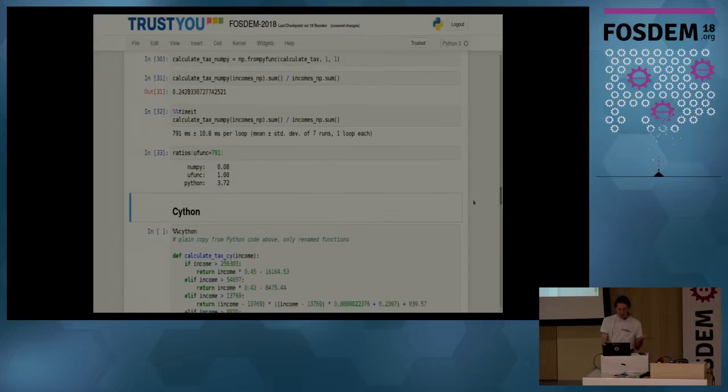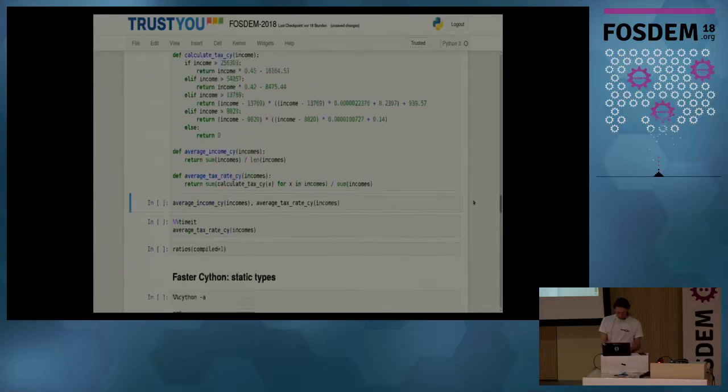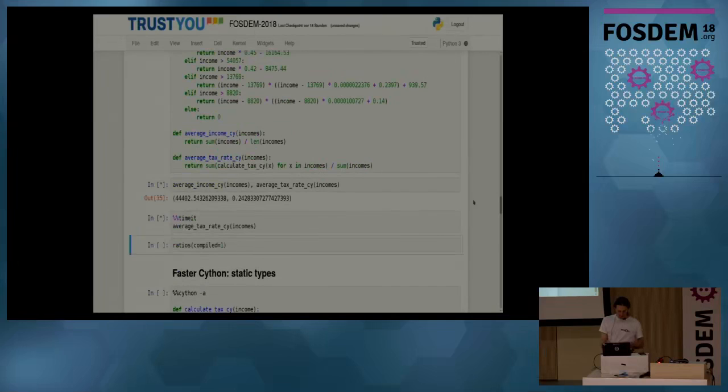Okay, now let's get to Cython. In Cython, I can do the same thing. I can just take this Python implementation that I had and drop it into Cython, compile it there. Done. And when I run this, it actually comes out a bit faster than what we had before in the Python interpreted version. Still somewhat slow.